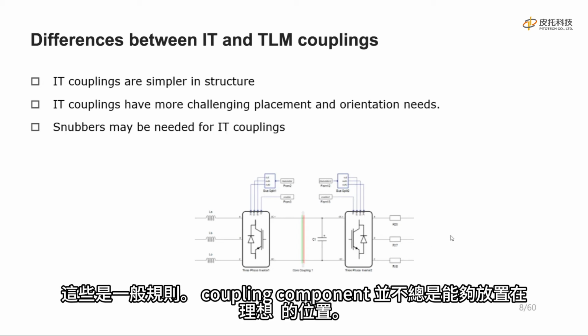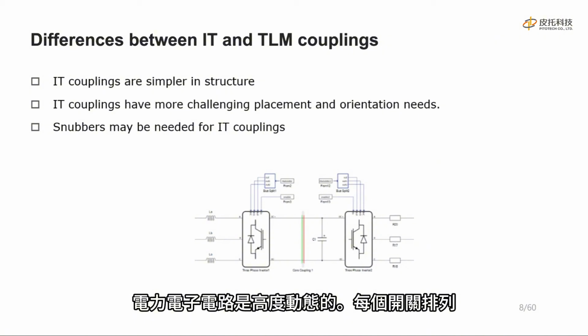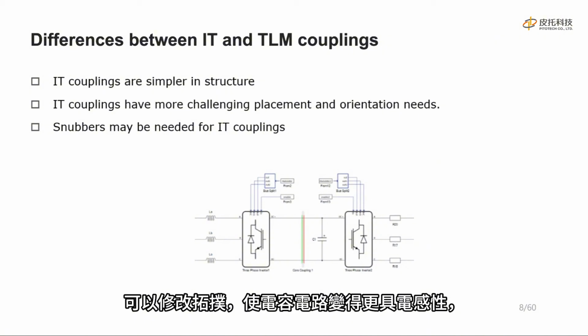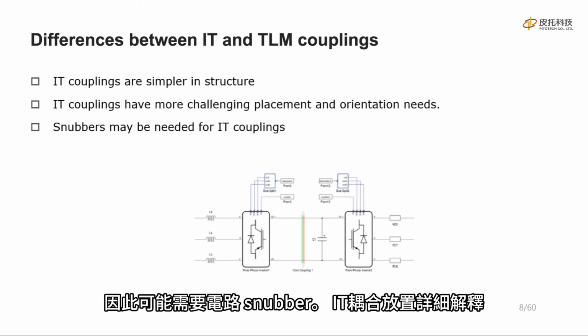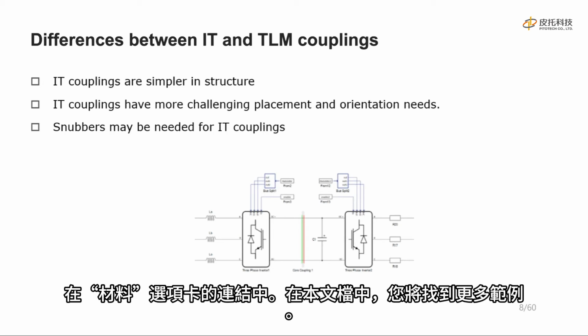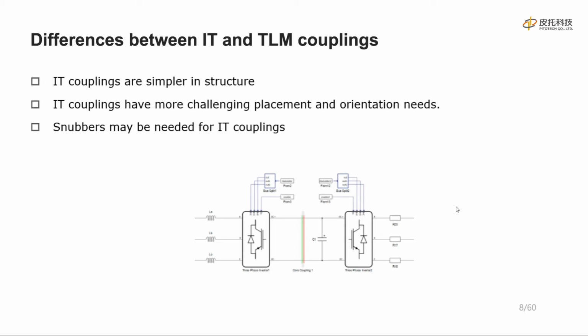These are general rules. It is not always possible to place coupling component in an ideal position. Power electronic circuits are highly dynamic. Each switch permutation can modify the topology in a way that a capacitive circuit becomes more inductive, therefore a circuit snubber might be needed. IT coupling placement is explained in detail in the link in the Materials tab. In this document, you will find more examples.